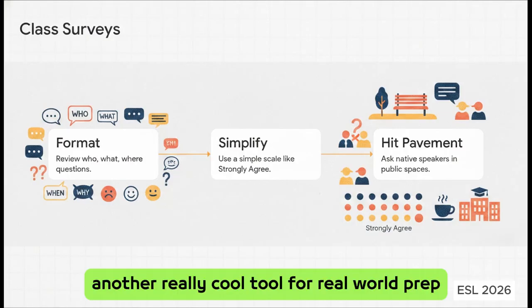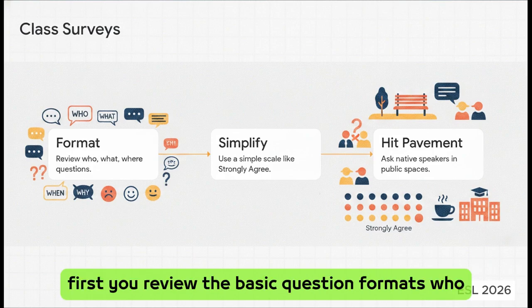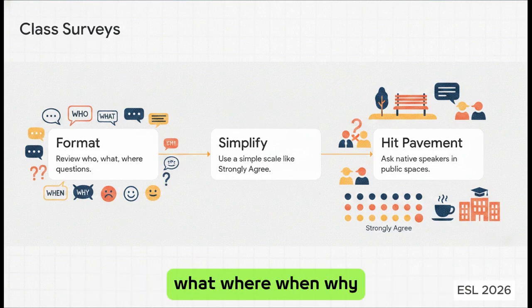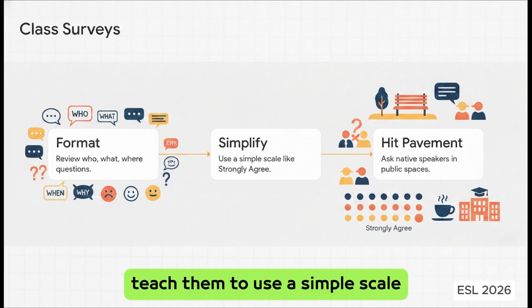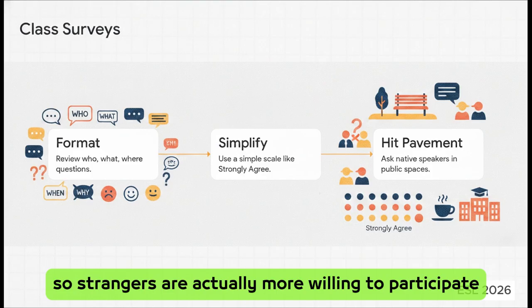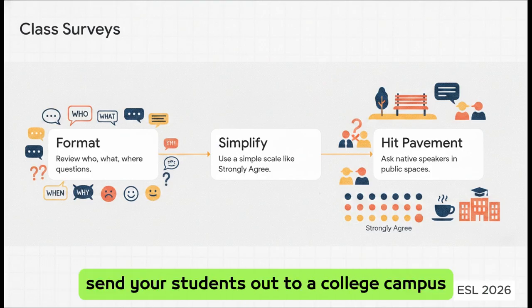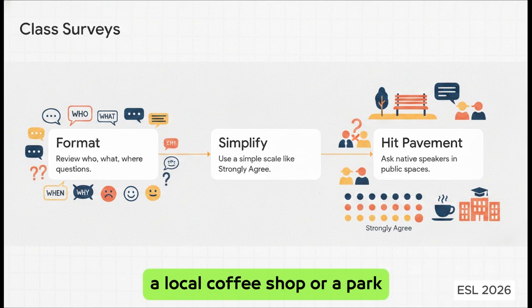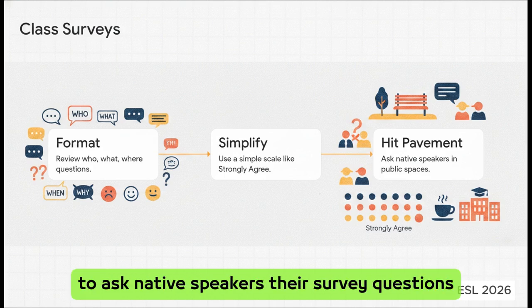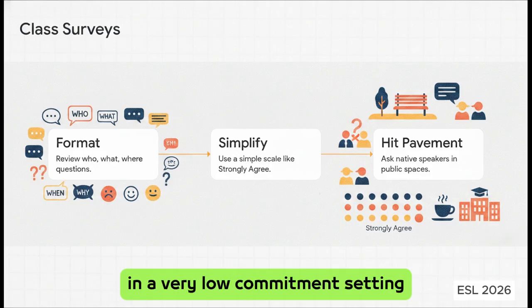Another really cool tool for real-world prep is organizing a class survey. First, you review the basic question formats: who, what, where, when, why. Second, keep it simple. Teach them to use a simple scale, like strongly agree to strongly disagree, so strangers are actually more willing to participate quickly. And third, hit the pavement. Send your students out to a college campus, a local coffee shop, or a park to ask native speakers their survey questions. This forces authentic conversation in a very low-commitment setting.